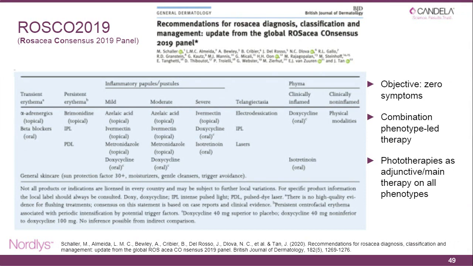I would like to bring to you the latest rosacea consensus, the ROSCO 2019. In this consensus, there are three topics that I want to focus on. Mainly that the objective of our treatment plan is to provide our patients a nearly zero symptoms condition, that the therapy should be phenotype-led and normally a combination therapy, and that the phototherapies are important as adjunctive or main therapy on all the phenotypes.